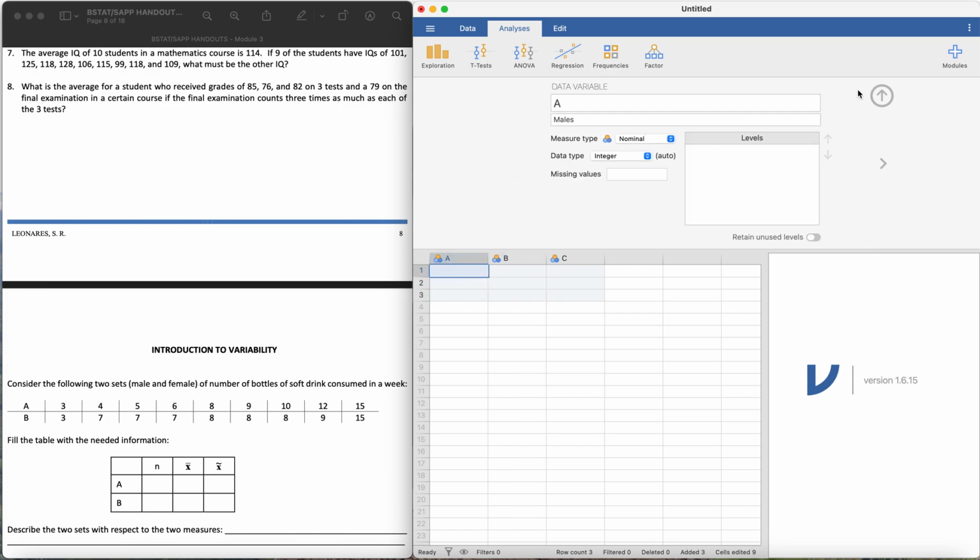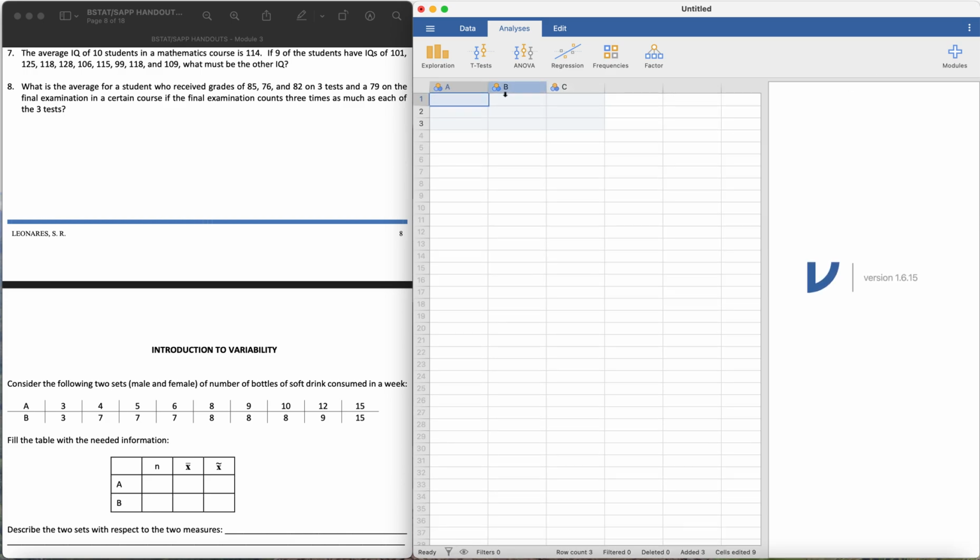So let's hide that form and then let's input the values. So for letter A, for the male, we have 3, 4, 5, 6, 8, 9, 10, 12, and 15. So we have nine of them. And then for the B, we'll input 3, 7, 7, 7, 8, 8, 8, 9, 15.